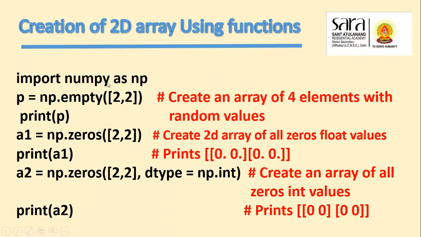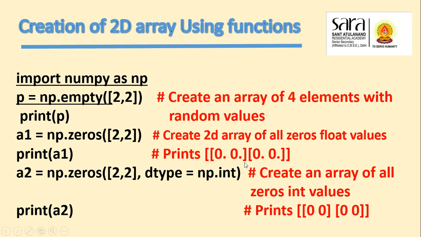Okay, creating a 2D array using different functions. First we have to import numpy, then np dot empty function. The empty function will store empty values, 4 elements for 2 into 2. In the zeros function, all values will be stored as zeros, and by default it takes the float type of value. If you want to store integer type of value, we can use another argument, dtype, that stores integer type of value. All values are zeros; you can see here is a floating value, that's why 0.1, and here is only 0.